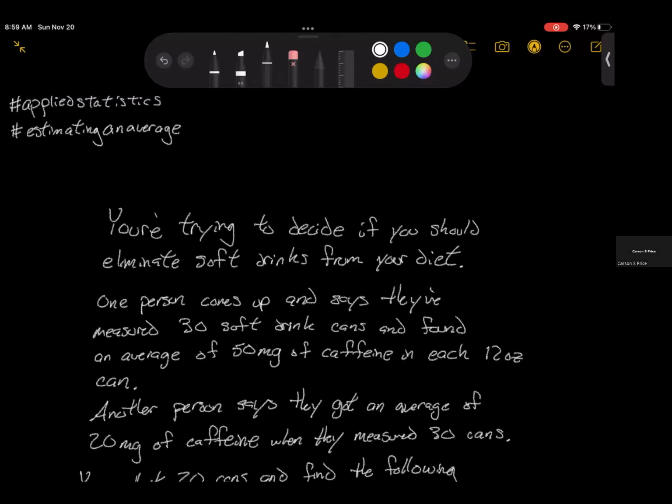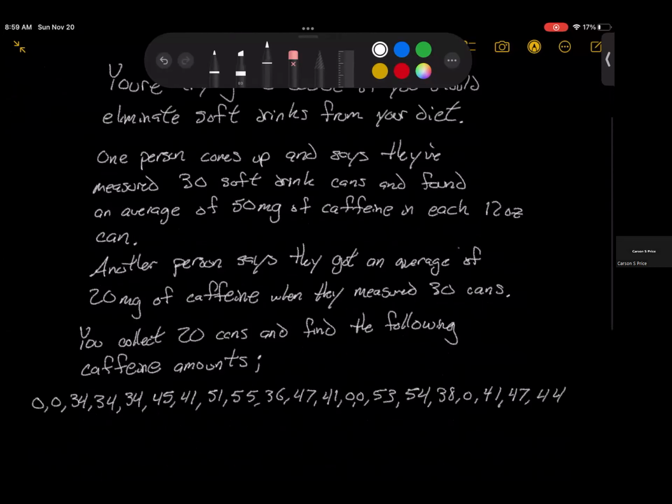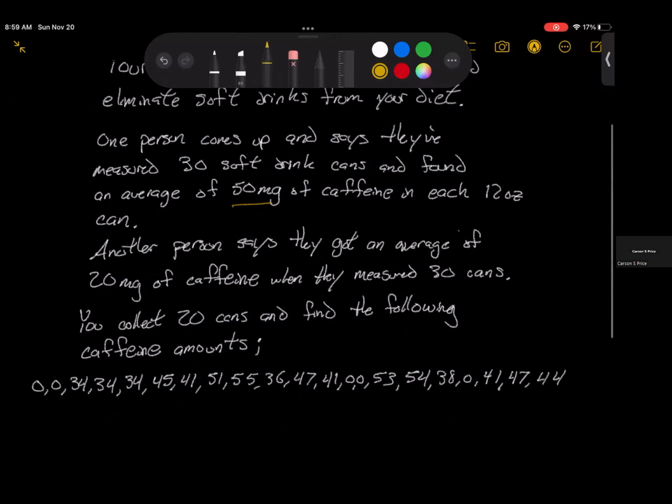Okay, let's work on a problem in which we try to estimate an average. So we're trying to decide if we should eliminate soft drinks from our diets. And one person comes up to us and says that they have measured 30 soft drink cans and found an average of 50 milligrams of caffeine in each 12-ounce can. So that's their average from their data, or so they say.